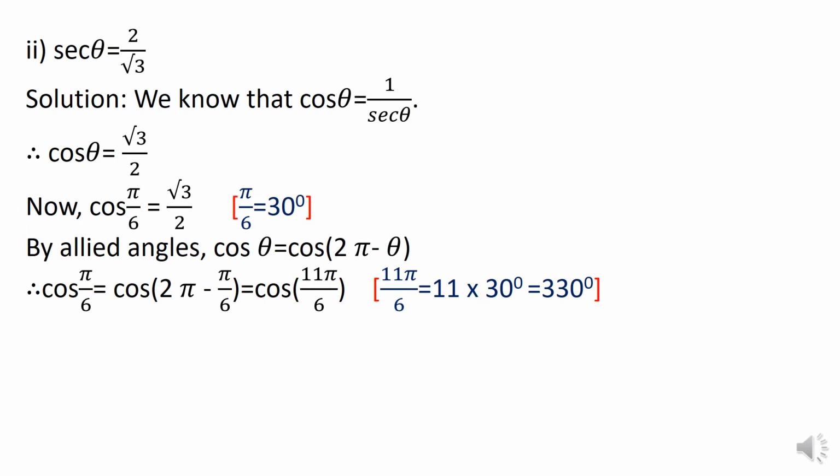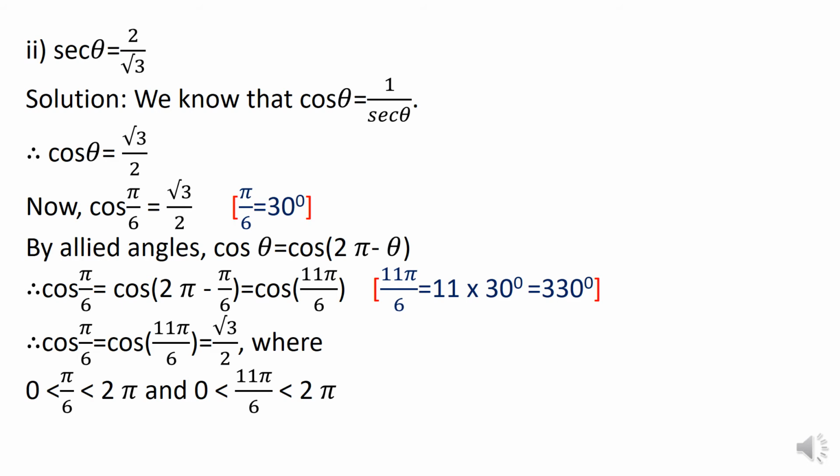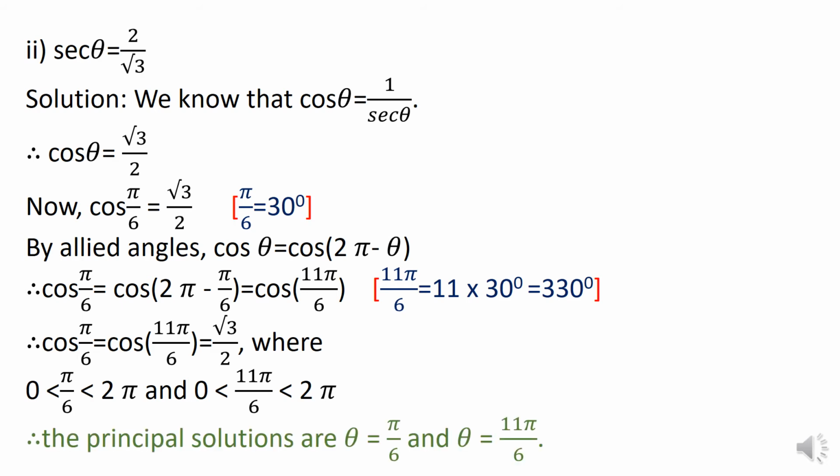Thus we substitute here theta as pi by 6. So as a result, cos pi by 6 is equal to cos of 2 pi minus pi by 6. Now 2 pi minus pi by 6 is actually 11 pi by 6. And what is 11 pi by 6 in degrees? It is 330 degrees. Thus, we have cos pi by 6, which is equal to cos 11 pi by 6, which is equal to root 3 by 2. And both these angles, that is 30 degrees, pi by 6, and 330 degrees, 11 pi by 6, fall between 0 and 2 pi. Thus, these are the principal solutions here, that is pi by 6 and 11 pi by 6.